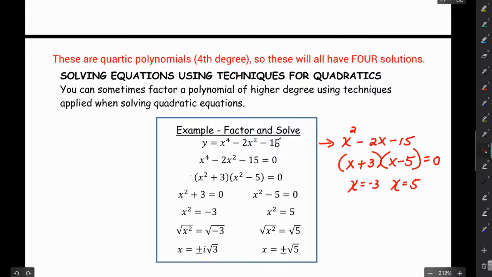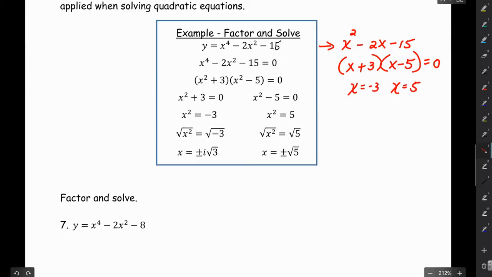So now we have x squared plus 3 equals 0. Solve it. And we have x squared minus 5 equals 0. Solve it. And we get 4 solutions. So if you have a quadratic equation, you're going to get 2 solutions. If you have a quartic equation, you're going to get 4 solutions. So whatever the degree of the polynomial is going to tell you how many solutions you should be expecting. All right, so let's take a look at some more examples here.